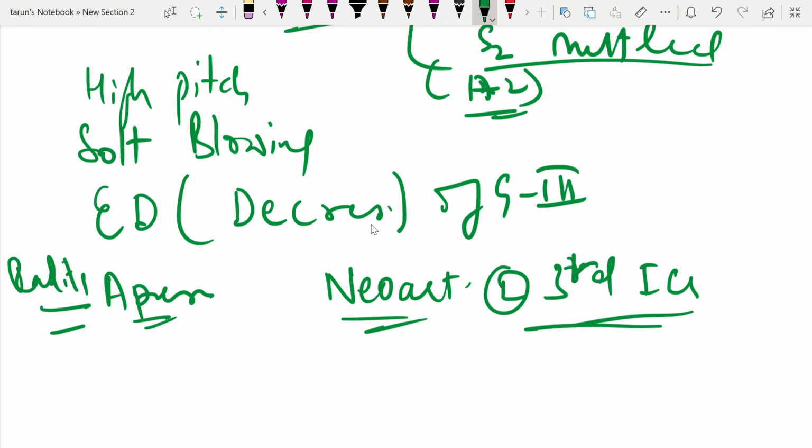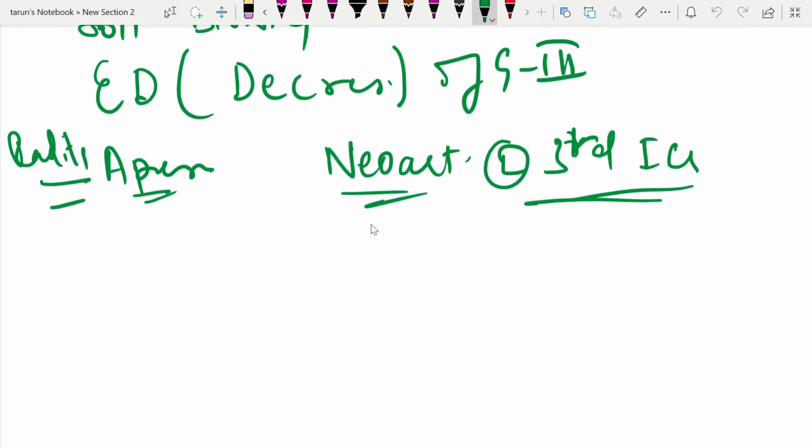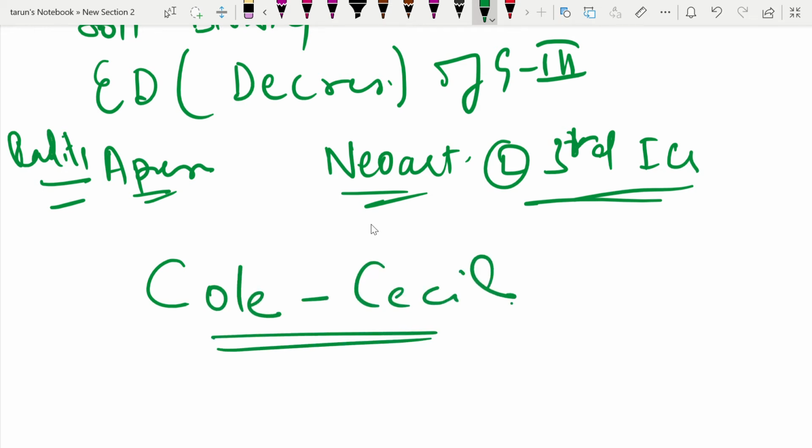Occasionally the murmur may radiate up to the apex and left axilla and is known as the Cole-Cecil murmur. So what is the Cole-Cecil murmur? The murmur of aortic regurgitation, which is heard in the neo-aortic area, can radiate to the apex and sometimes to the axilla. That is the Cole-Cecil murmur.